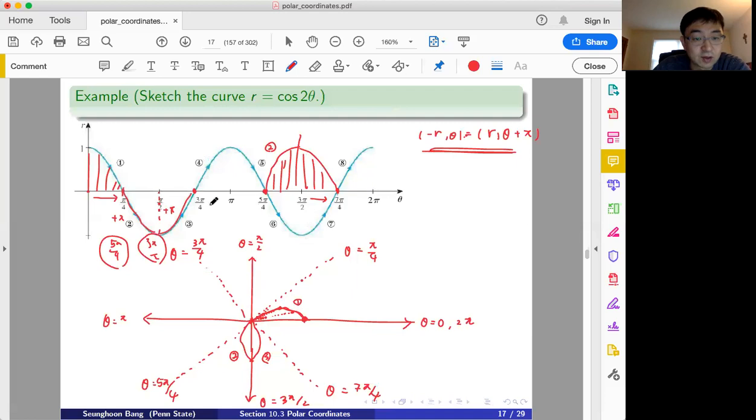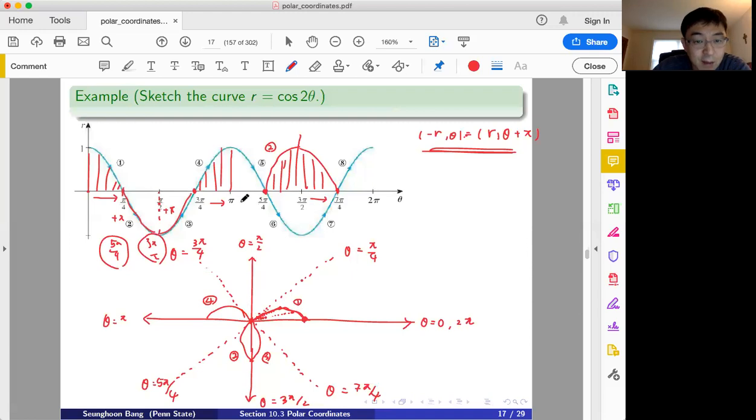For the first one, 3 pi over 4, the angle is increasing, the length is increasing. So we have here 3 pi over 4, and the graph is like this. This is 4.